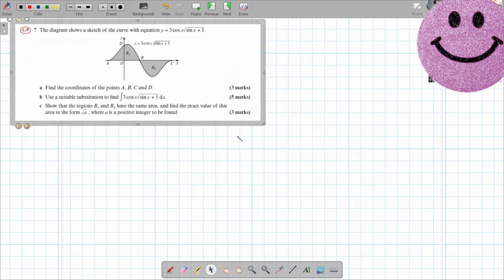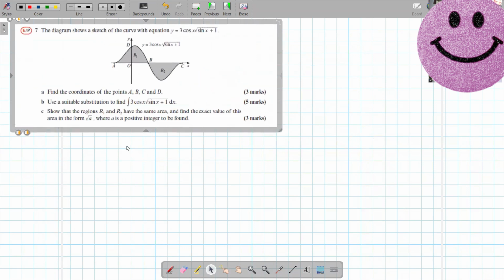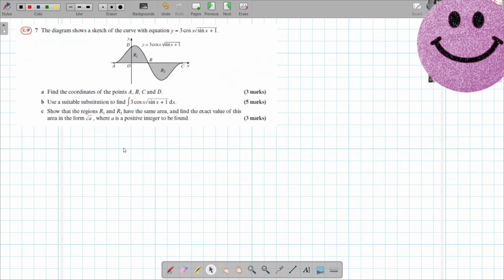All the questions in this exercise are easy. You just need to understand. If you know which method will be used for integration, then finding these areas doesn't matter. It's very easy. So, the diagram shows a sketch of the curve of this equation. So this is the given function, right? In part A, find coordinates of the points A, B, C, D.